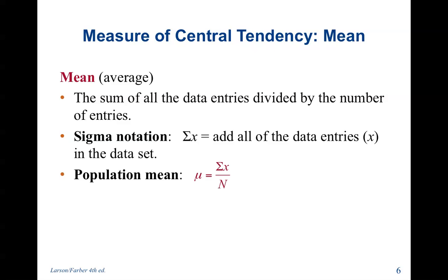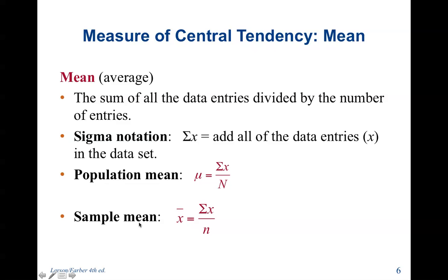the number of entries. So if we look down at the notation for the population mean, we'll see the population mean is represented by the symbol mu, which looks like that little U with a little tail on the left, and that equals the sum of all the data entries divided by the number of data entries. So this Σ notation right here means sum, which means add all of the data entries, and big N represents the number in our population.